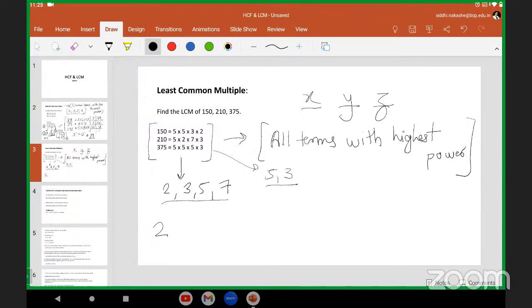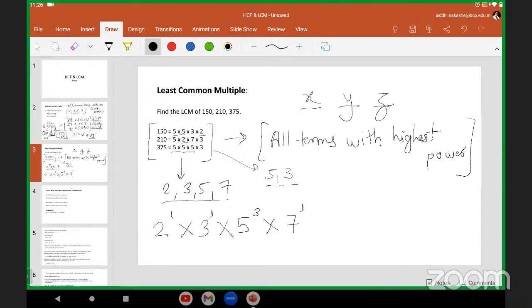You can look at these numbers. The highest power for 2 is 2 raised to 1, because we don't have any number which is 2 into 2, right? Similarly for 3, the highest power is 3 raised to 1. And for 5, look at the numbers. What will be the highest power for 5? 5 raised to 3. And similarly for 7, 7 raised to 1.